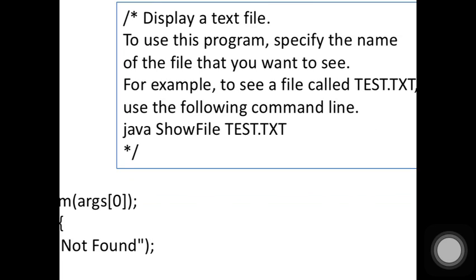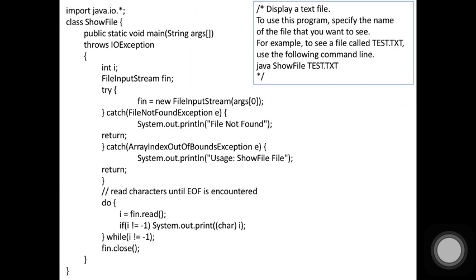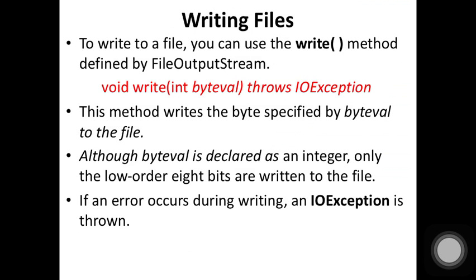So whenever you run the application, use java followed by the file name, ShowFile, and followed by the file you are supposed to open as a file input stream, test.txt, like this. So don't forget to mention the file name through the command line, or else it gives an error stating an array index out of bounds exception, like that. And that is all about reading from a file.